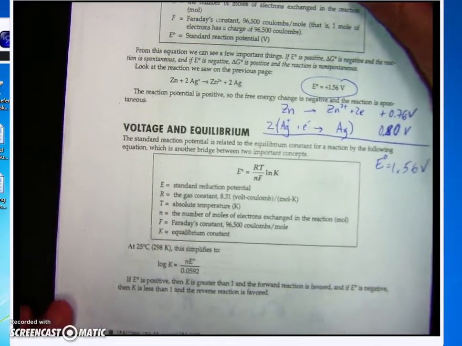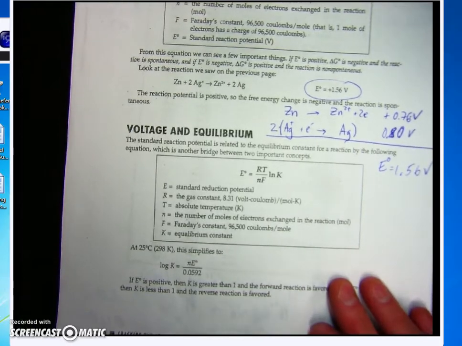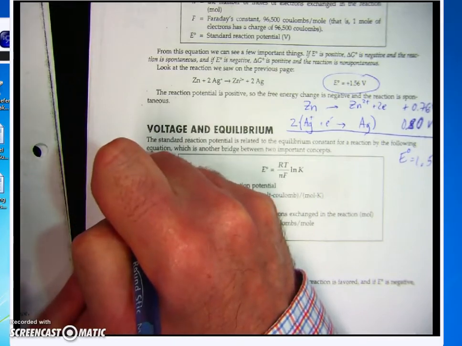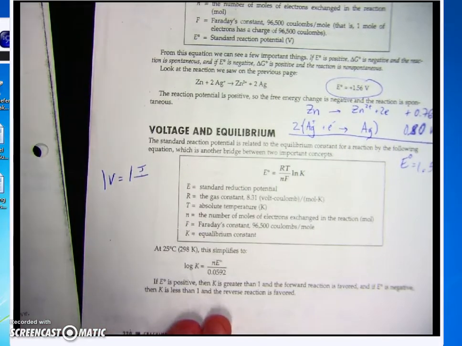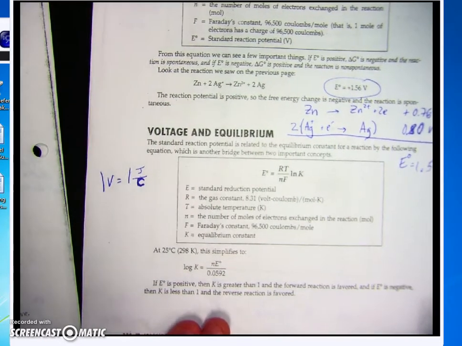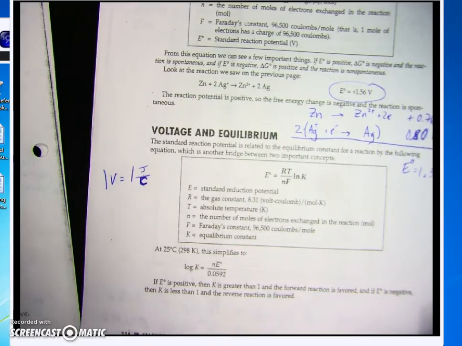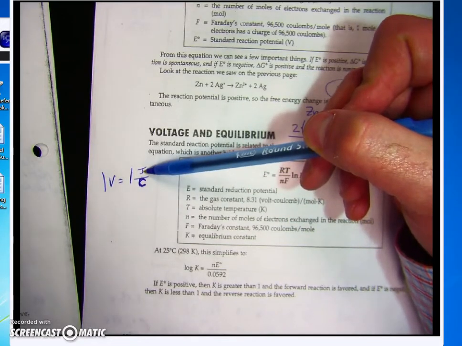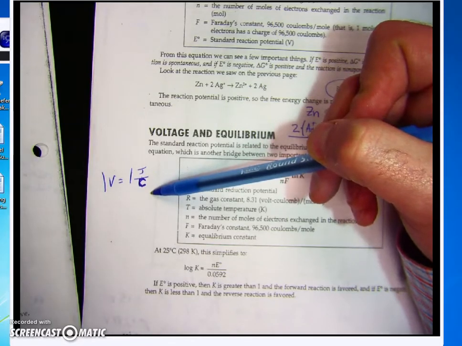One more definition I think we need to add to this before we launch into voltaic cells is the voltage definition of 1 volt is also defined as 1 joule of energy per coulomb of charge. I'll say that one more time in a different way. For two electrodes that differ by 1 volt of potential, 1 joule of energy is released for every coulomb of charge that moves between them.